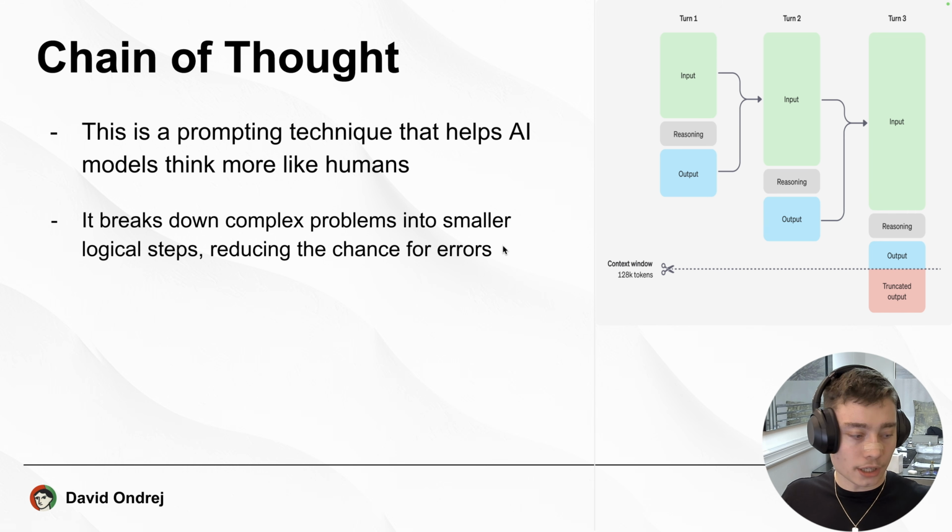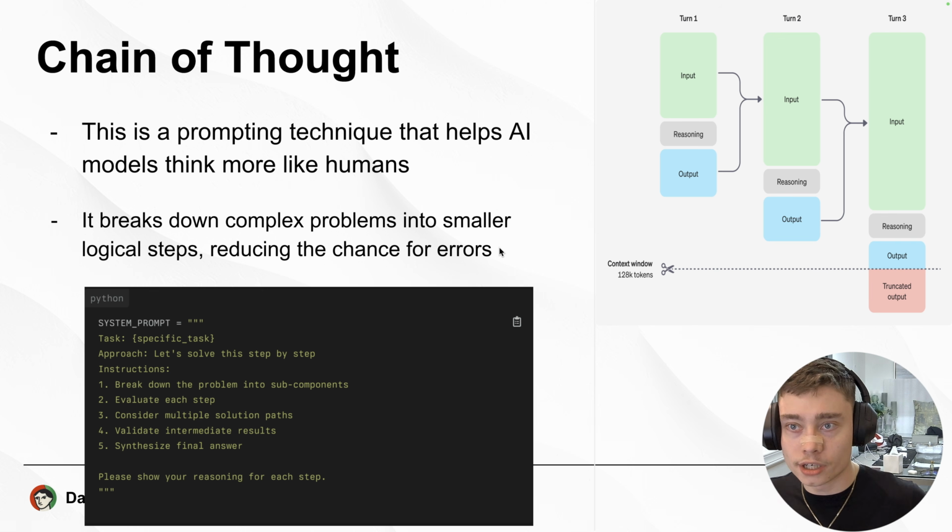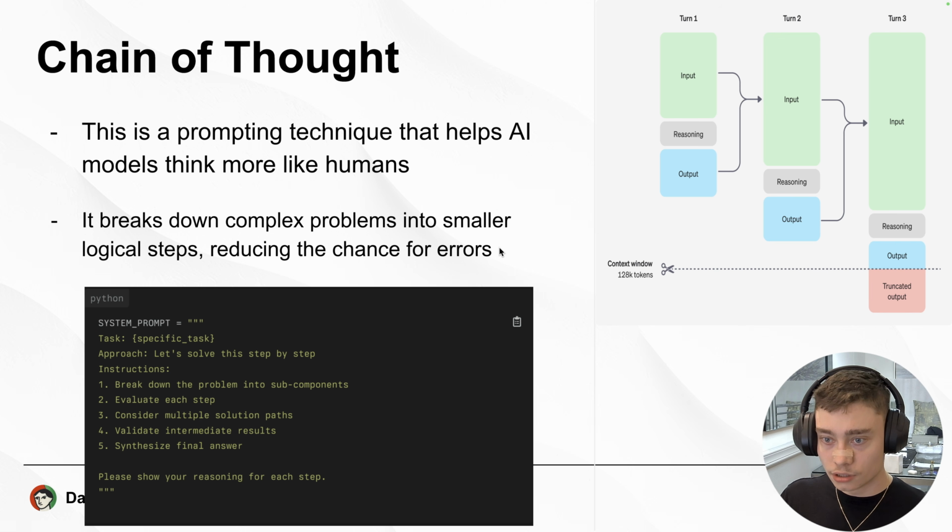Imagine if someone gives you a complex math problem and you have to instantly give the answer. There is a very high chance you'll be wrong. But if you can grab a piece of paper and write down 10 different steps, you have a much better chance. Here is also an example of what a prompt that causes chain of thought looks like. So, let's solve this step by step, classic. And then you break it down into 5 different steps, and then please show your reasoning for each step.